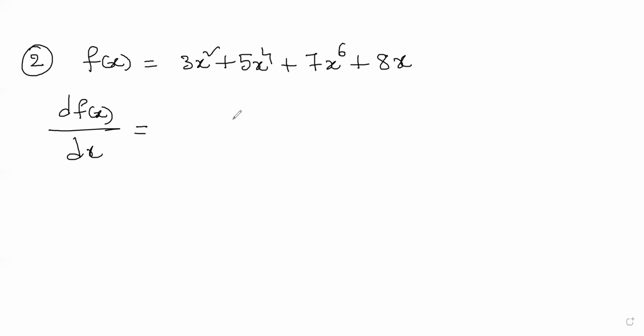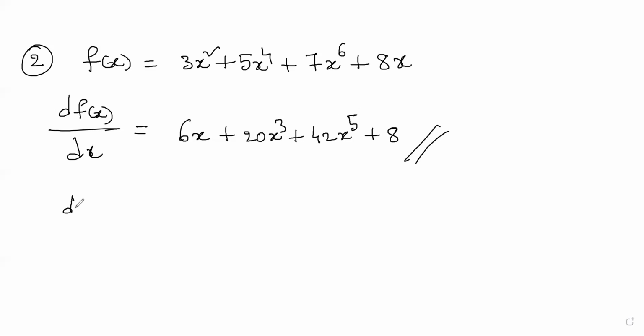Actually it's boring. It's gonna be 6x, yes, correct, plus 20x raised to 3. Very good. 20x cube. Very good. Plus 42x raised to 5, very good. Plus 8. Excellent. That's it.